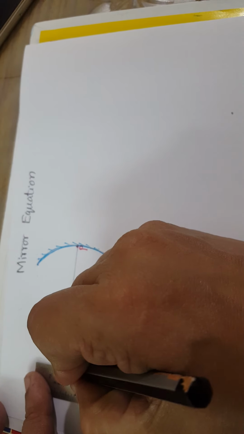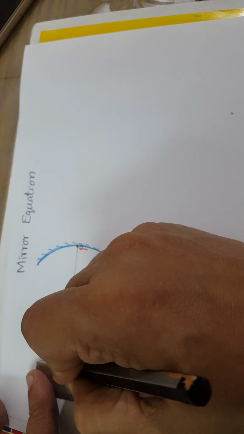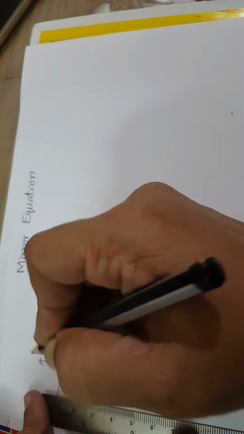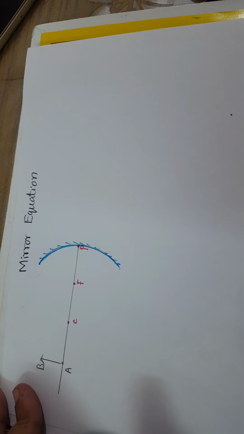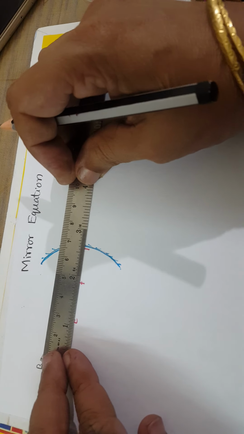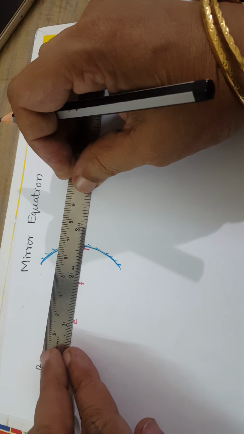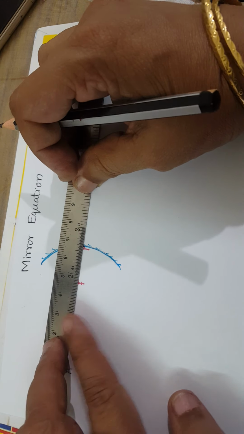The object I am going to draw is 1.5 centimeter in height. So this is the object. AB is the object. You are going to locate the image position. For that, you can use 3 rules. You have already learned 4 rules. Among that I am going to use 3 rules.